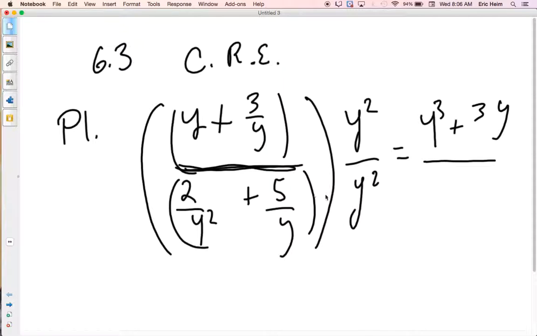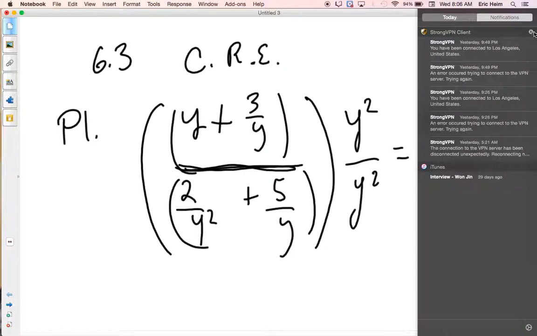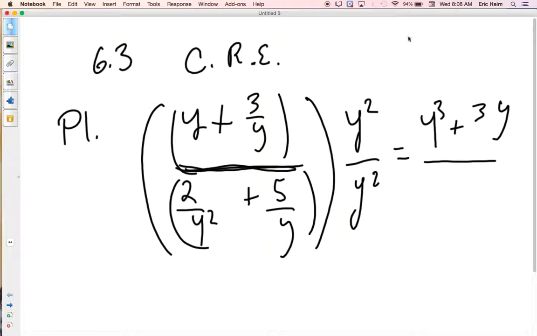On the bottom, you have y squared times 2 over y squared equals, I hate those things, they drive me crazy. Turn that off. Whatever. Turn off everything. I don't know how to do that. Okay, whatever.